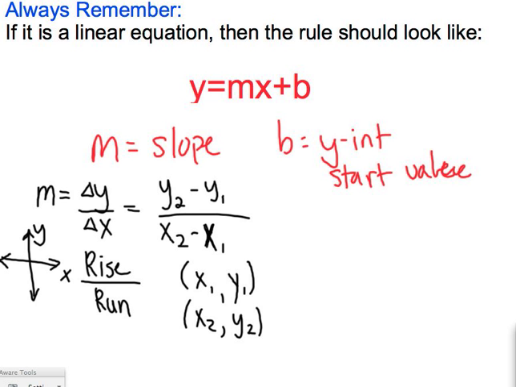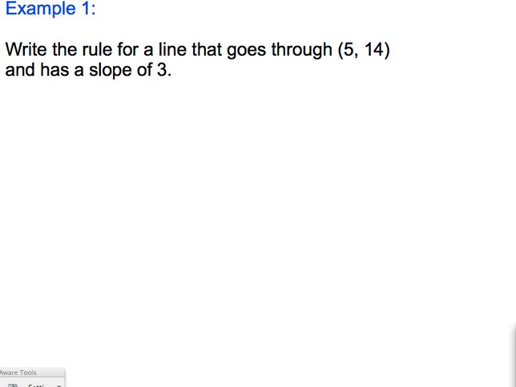So we're trying to see how much the x's grew and how much the y's grew. And we can figure that out by subtracting the two values and making them a fraction, a ratio between the rise and the run. So we're going to use that quite a bit. The y-intercept value we're going to find by using this rule and this idea of understanding what the rule looks like. So let's take a look at the first example.